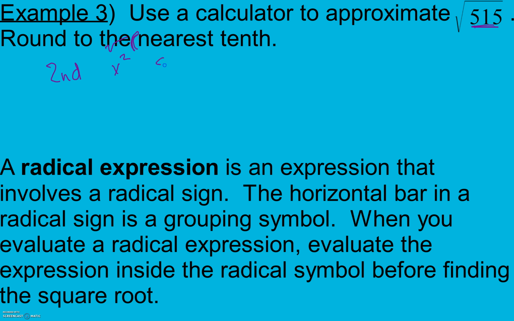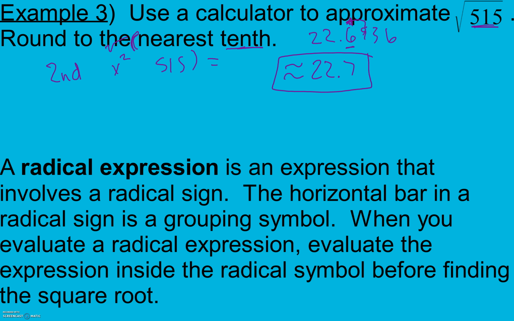We'll type in 515. Close your parenthesis, just a good practice to get into, and press equals. Rounding to the nearest tenth, so right now I have 22.6936. To round to the nearest tenth, that's one decimal place. So we look at the number behind it. 9 rounds up, so it's going to be 22.7. So it's approximately 22.7.